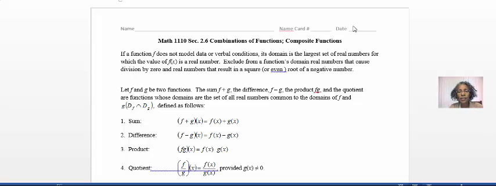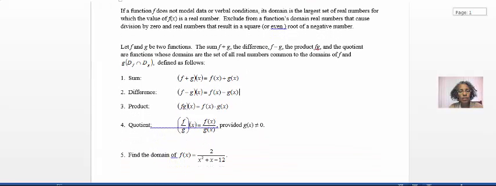Let's take a look at the section 2.6 worksheet on combinations of functions and composite functions. In this section, one of the things we look at is finding the domain of a function. If a function doesn't model data or verbal conditions, its domain is the largest set of real numbers for which the value of f of x is a real number.